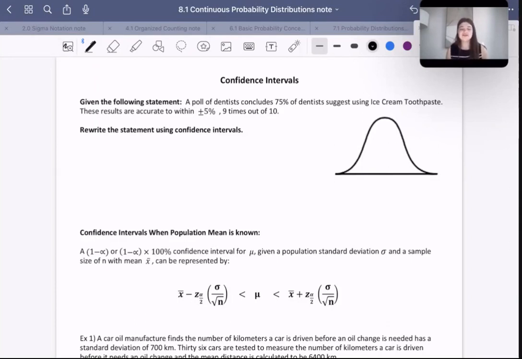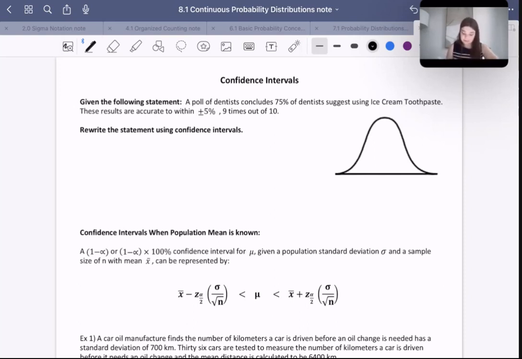So, given the following statement, it says here a poll of dentists concludes 75% of dentists suggest using ice cream toothpaste. These results are accurate within plus or minus 5%, 9 times out of 10. So, what does that mean? Here it says to rewrite the statement using confidence intervals. So, what this means is what?